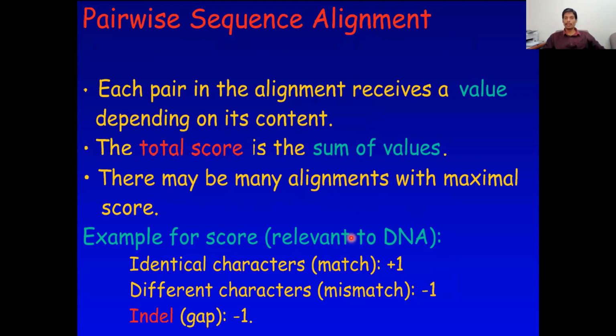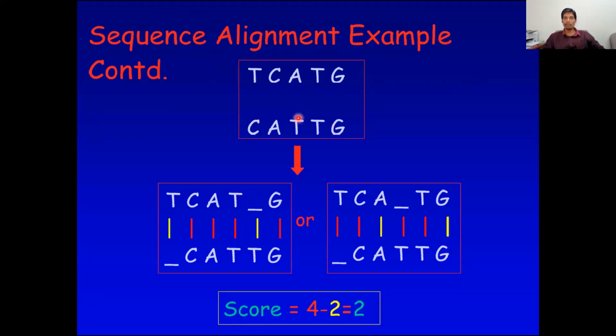A score will be given for the identical character matches. You give a positive score, and mismatches get some negative score. Not only the mismatches, the gaps, that means insertions and deletions, we also give a negative score. We give that kind of score, and what happens? The same thing, okay? T aligning with a gap, that means it's not aligning with any nucleotides. This T also with a gap, and the C to C, A to A, T to T, G to G.